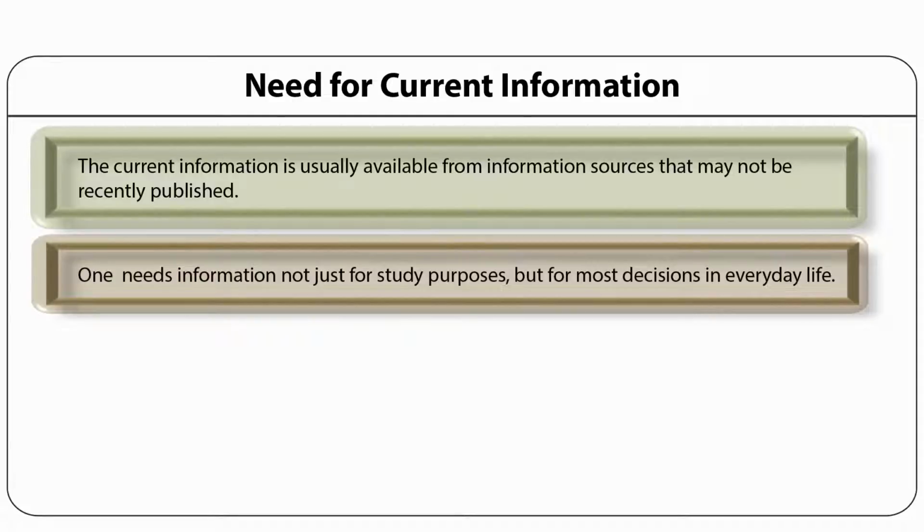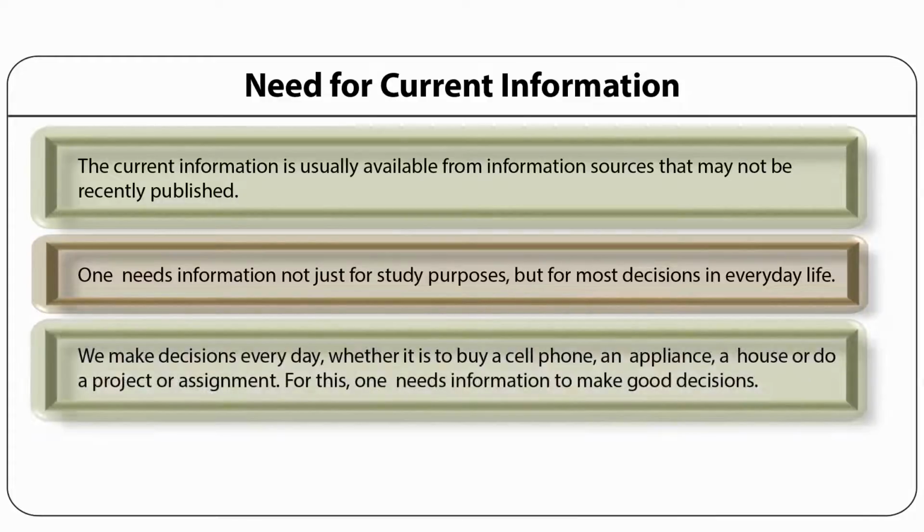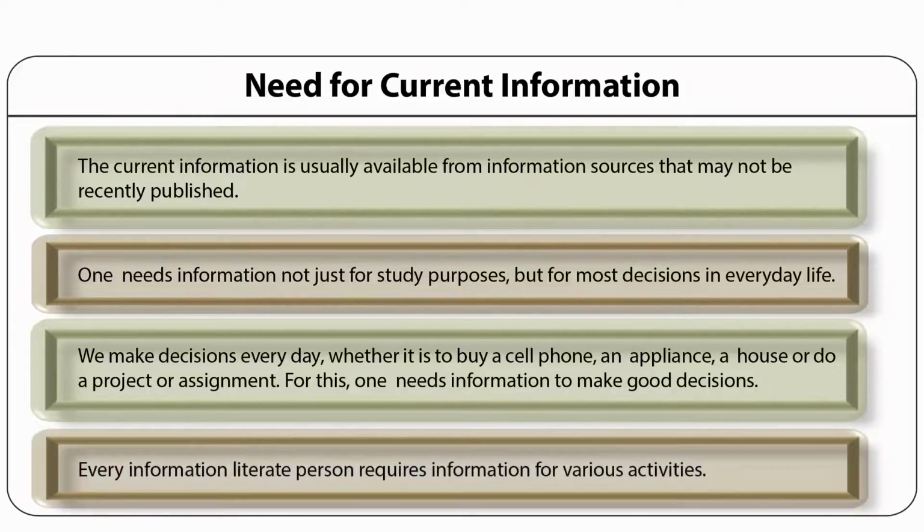As I have already said, it need not only be for study or research but for other decisions in day-to-day life. We make decisions every day, whether it is to buy a cell phone, an appliance, a house, or do a project or assignment. For this, information is needed to make good and sound decisions. Every information literate person requires information for various activities. So all this leads to a need for current information. In this module, we are going to discuss, therefore, the sources for current information.